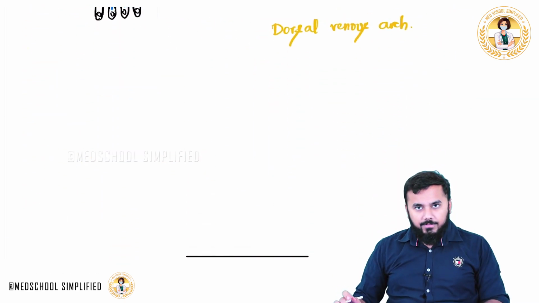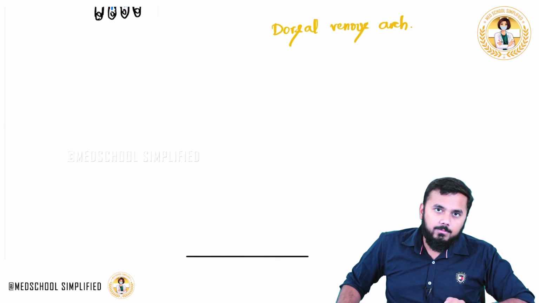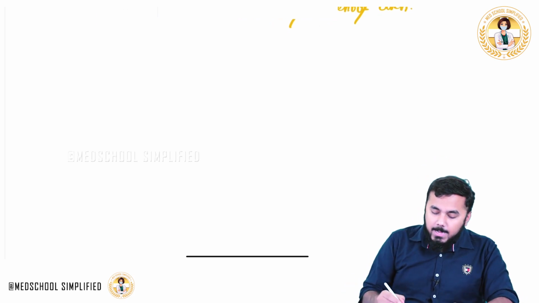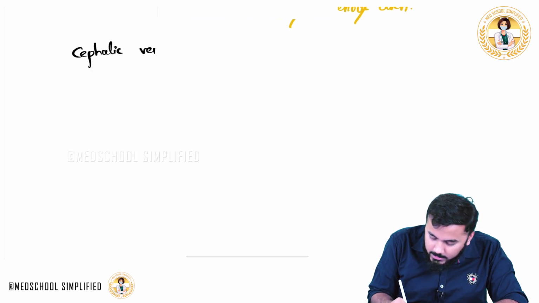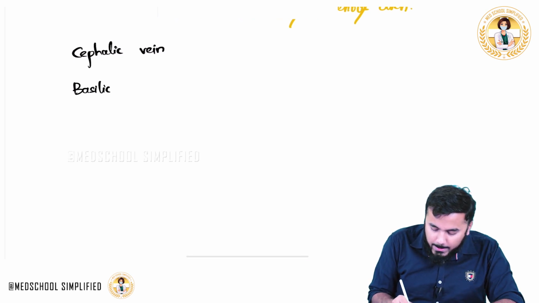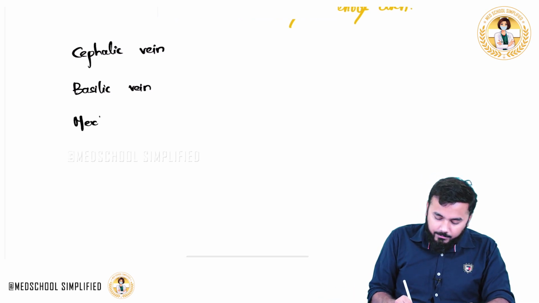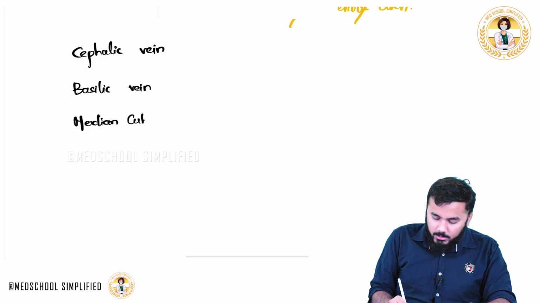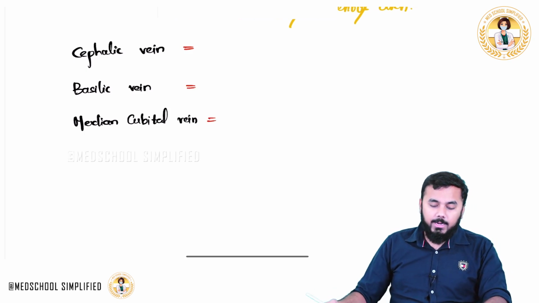All these veins which I have discussed so far are called superficial veins. In these superficial veins, we discussed the cephalic vein. We have also discussed the basilic vein, and the connection between cephalic and basilic is the median cubital vein. So this is cephalic, this is basilic, and this is the median cubital vein.